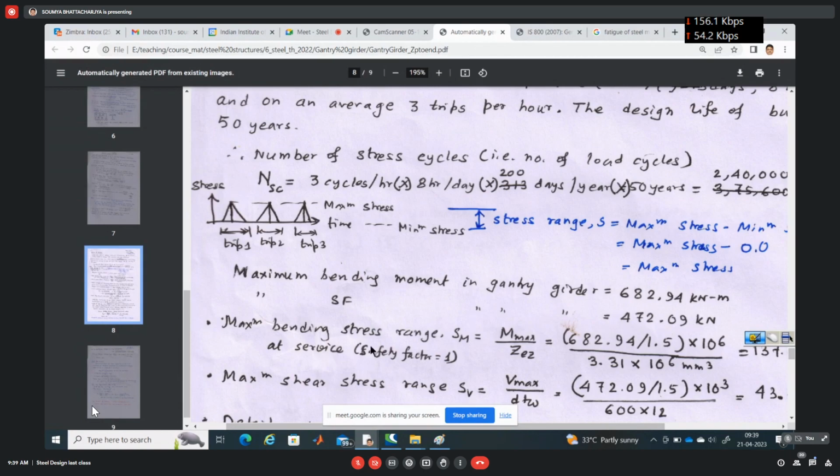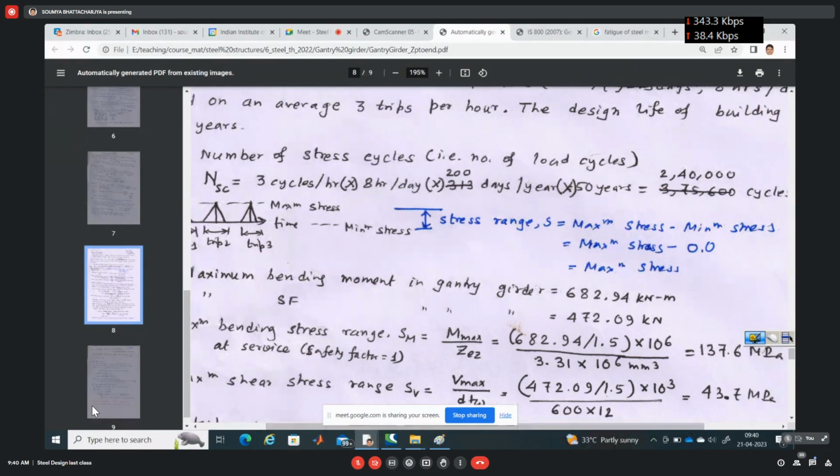So then I can easily calculate the maximum bending stress by M by Z, where M is the service load. That is why it is made unfactored by dividing it by 1.5. It is the service load. Z is this. So we get the stress is 137.6 MPa for bending.